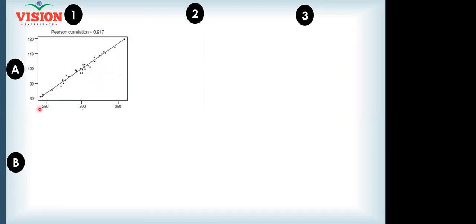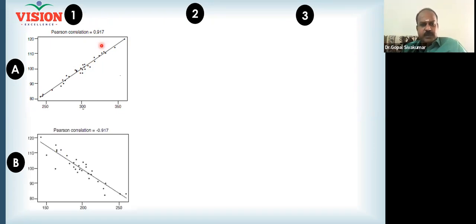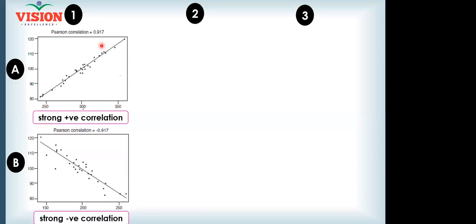Strong positive. Either you look at the graph and tell, or otherwise look at the value. Value is 0.97 R value, right? So looking at the R value, it becomes very easy. This is strong positive, strong negative.